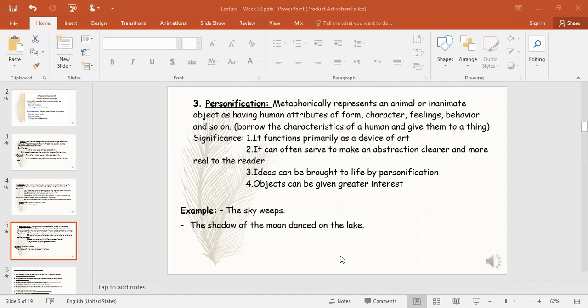Very good. So Anna, I borrowed this human action, the weeping, and gave it to a thing, which is the sky. Okay? Is it clear? Yes. So I used the action of weeping and gave it to the sky. Okay?